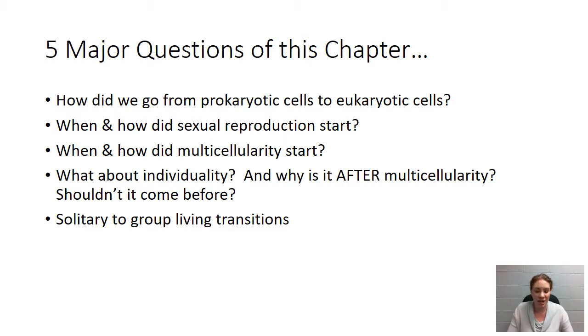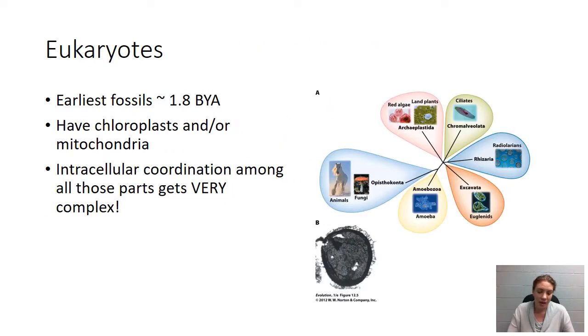Are there other big changes that have happened? Sure, but these are some of the most fundamental and some of, in fact, the hardest to explain. So starting with how we got from prokaryotes, our simple living cells that we sort of had a tenuous grasp on at the end of the last chapter, how do we then get to eukaryotic cells?